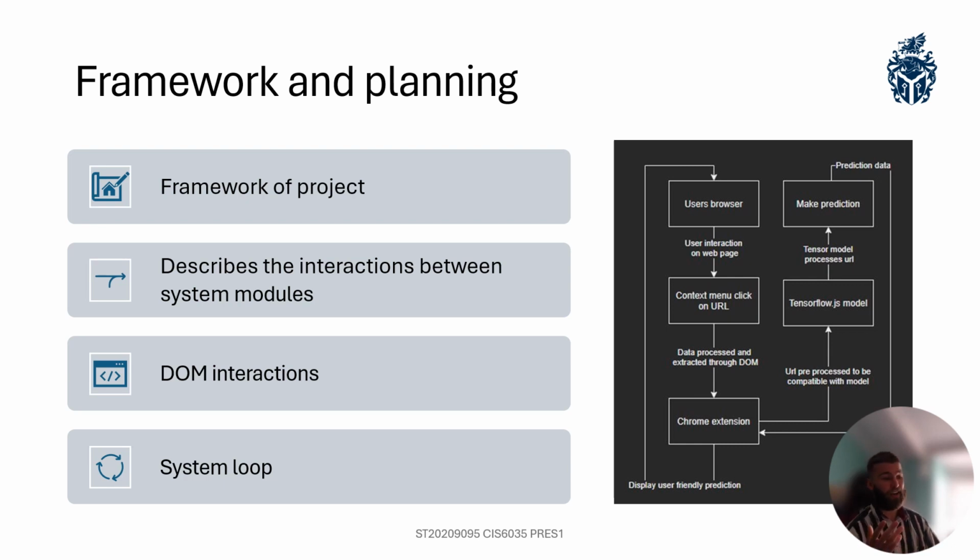You can see the different modules in the squares sort of represent the different aspects of the Chrome extension and the machine learning model itself. And between each of the modules, you can see the data flow, what happens, how they interact with each other, and then eventually give the user a confidence report on their browser itself.